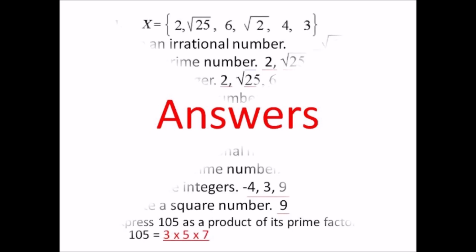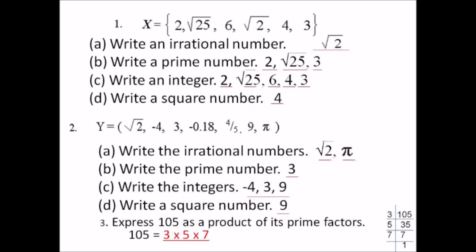And here we go. Number one, did you get these correct? Remember, for one, A, B, C, or D, only one of the answers you have to get, and you get the marks. And for number two, you have to have all of the answers. So where you have 3 for B, square root of 2 pi, then 3, negative 4, 399. And for 105, 3 times 5 times 7, you have to get all of those for number two. And then for number three, it has to be like that in order to get full marks. Okay, that's it. Got it?